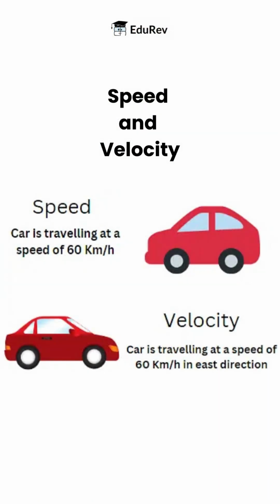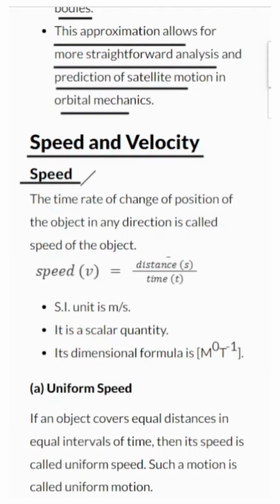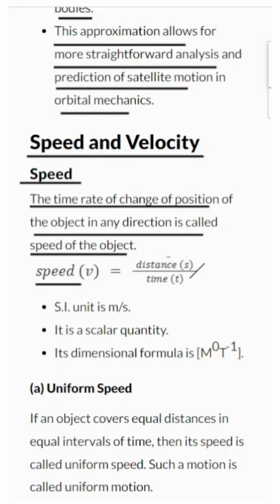Let us discuss the topic speed and velocity now. These are concepts that help us understand how objects move. We'll start with speed. So, what is speed? Speed is essentially how fast something is moving. It's defined as the time rate of change of an object's position in any direction. In simpler terms, it tells us how quickly something is getting from one place to another.